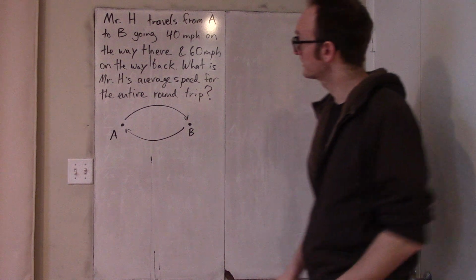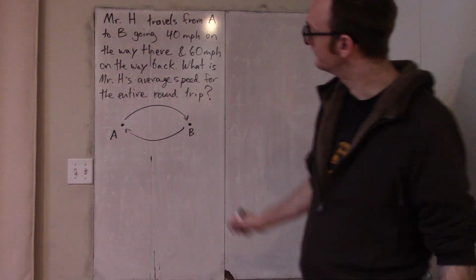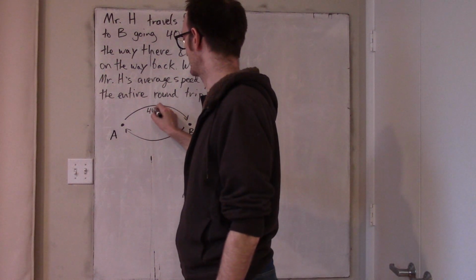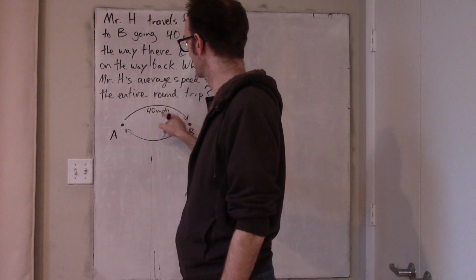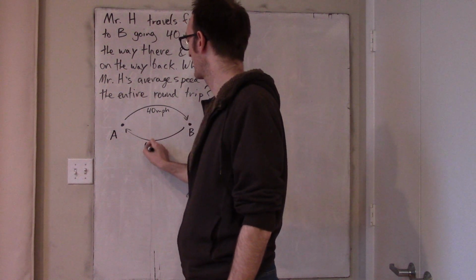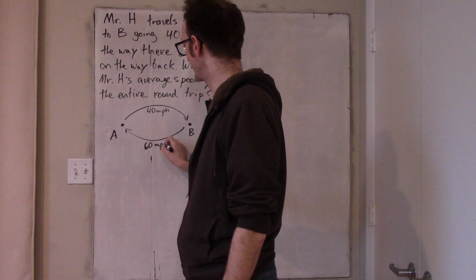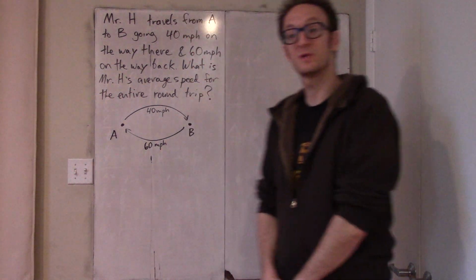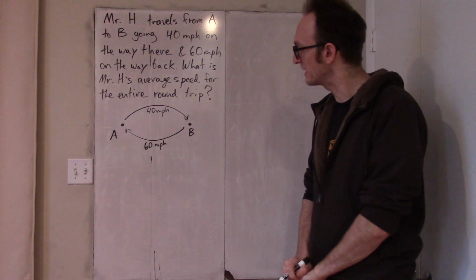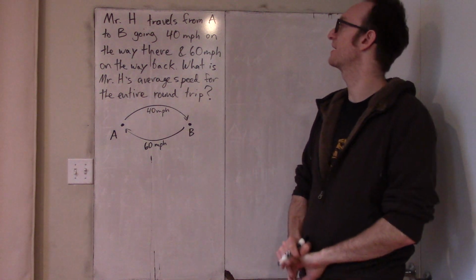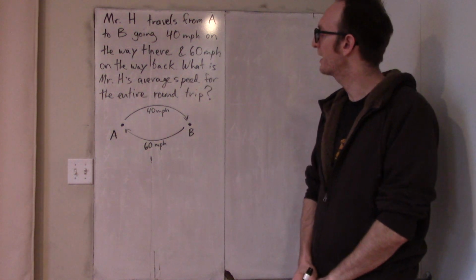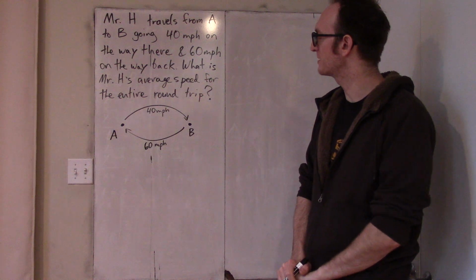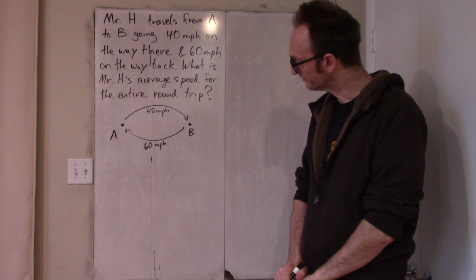And the issue is that on the way there, we travel at 40 miles per hour, maybe because there was a lot of traffic, but on the way back, now it's kind of late at night, and we do the trip back much faster, 60 miles per hour. Okay, question: what is the average speed for the entire round trip?